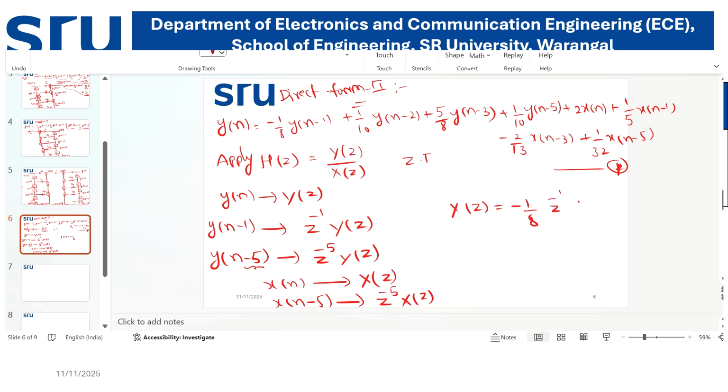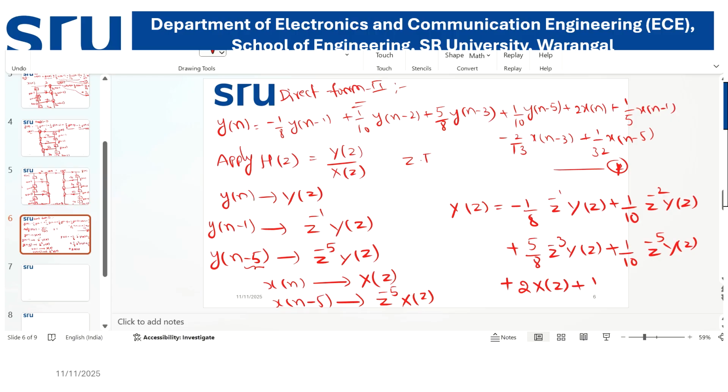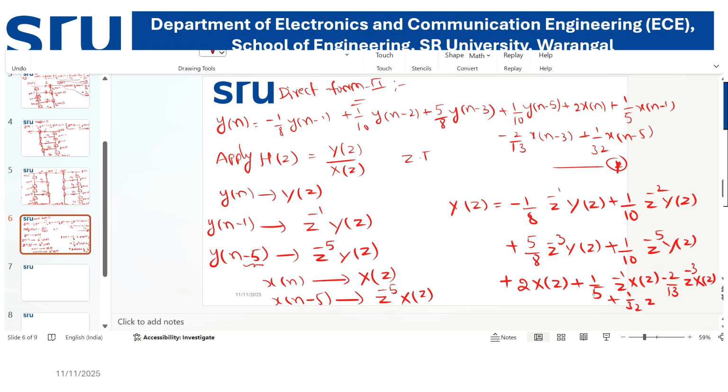Then z^-1 into Y(z) plus 1 by 10 z^-2 into Y(z) plus 5 by 8 into z^-3 into Y(z) plus 1 by 10 z^-5 into Y(z). Similarly, 2 into X(z) plus 1 by 5 z^-1 into X(z) minus 2 by 13 z^-3 into X(z) plus 1 by 32 z^-5 into X(z). So this is our z transformation.